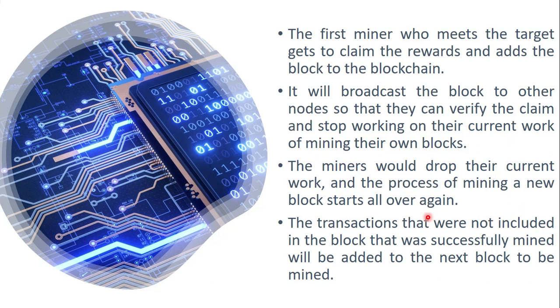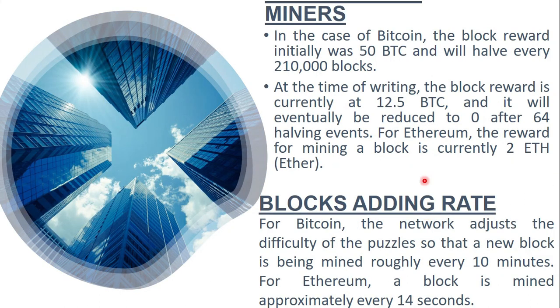This is very easy, very simple, right? Now miners. In the case of Bitcoin, the block reward initially was 50 BTC and will halve every 210,000 blocks. At the time of writing, the block reward is currently 12.5 BTC and it will eventually be reduced to 0 after 64 halving events. For Ethereum, the reward for mining a block is currently 2 Ethereum, that is 2 Ethers. That is the currency for Ethereum.